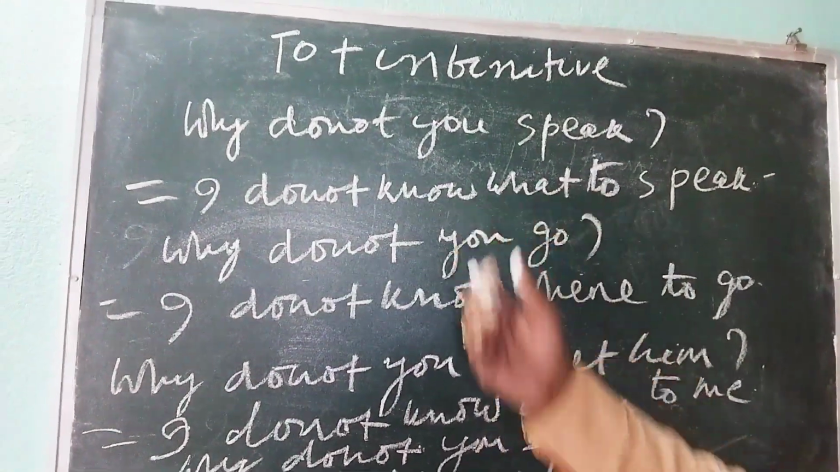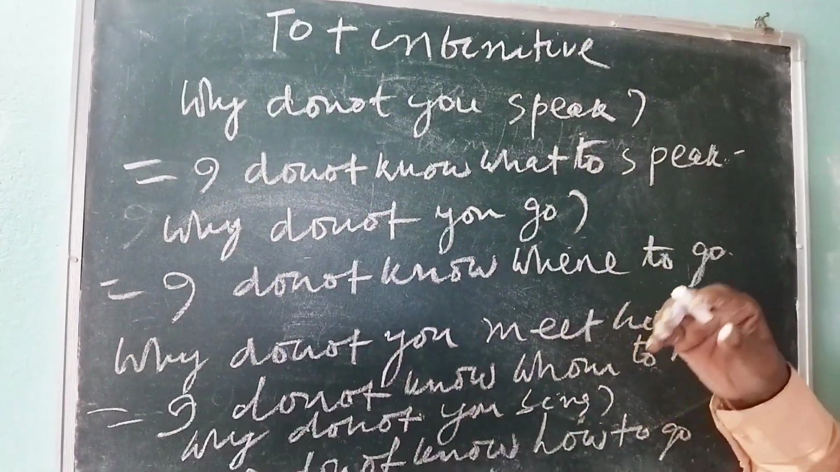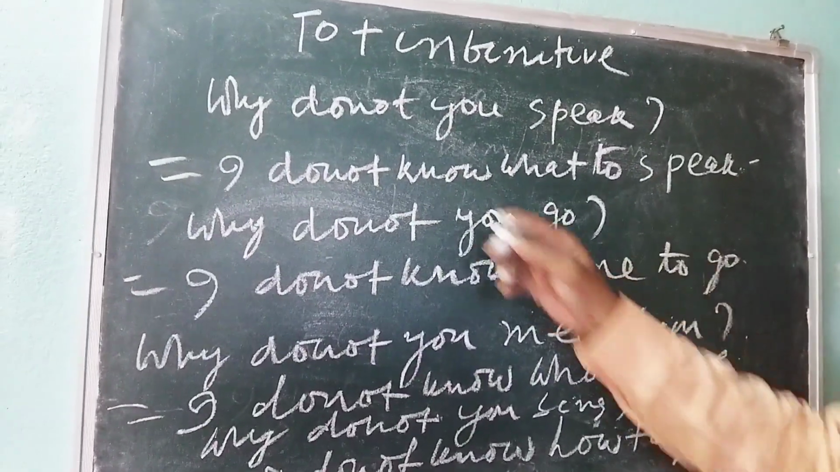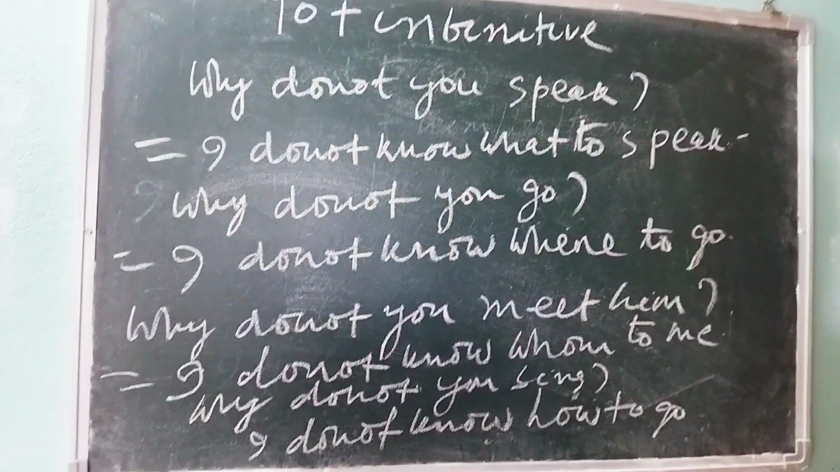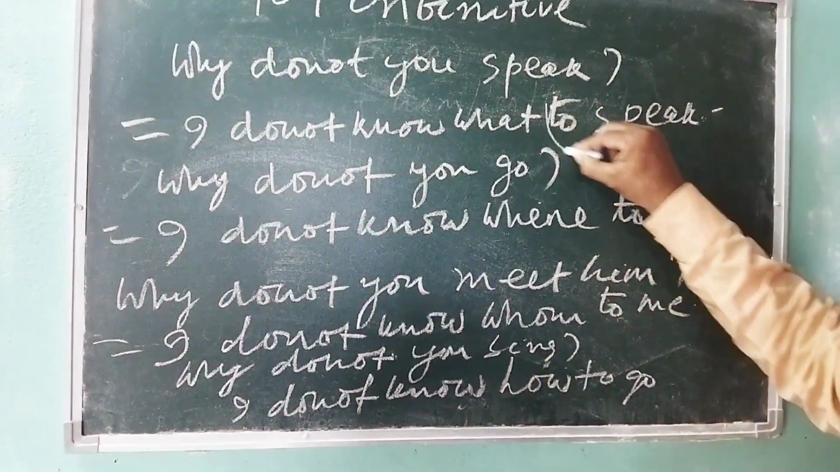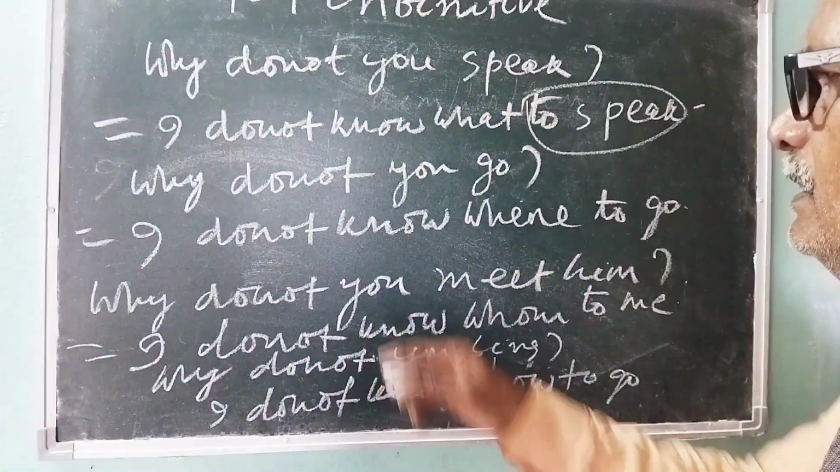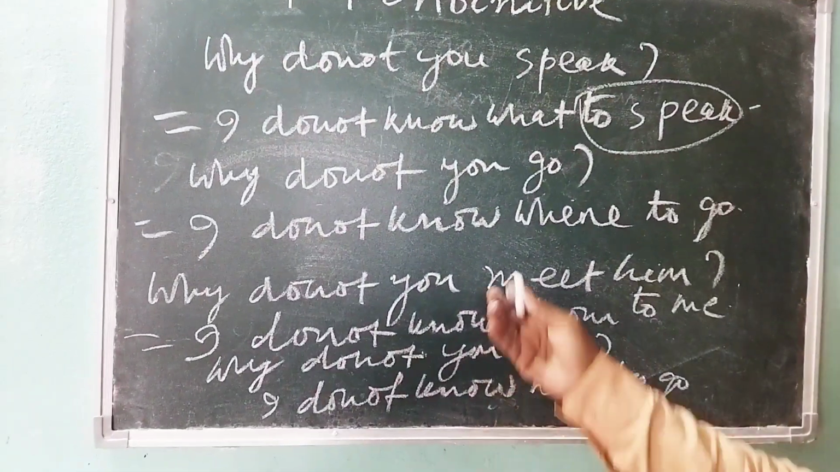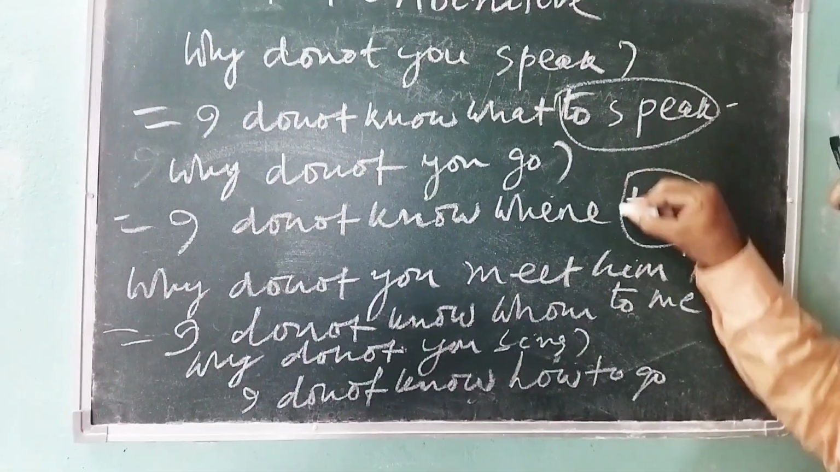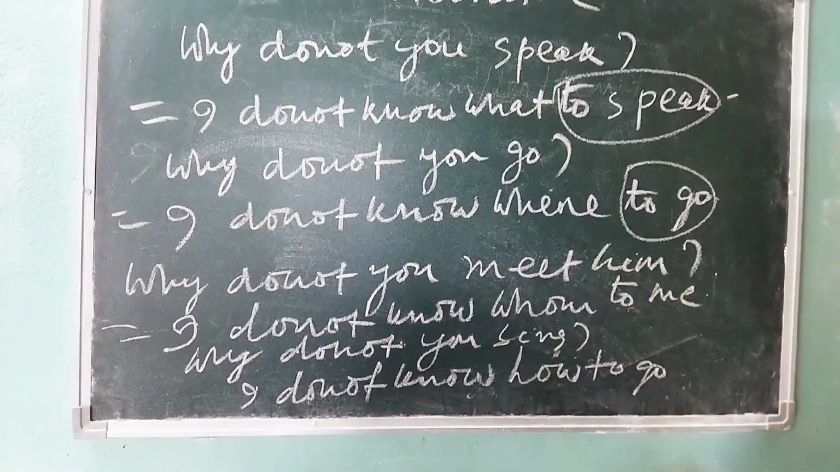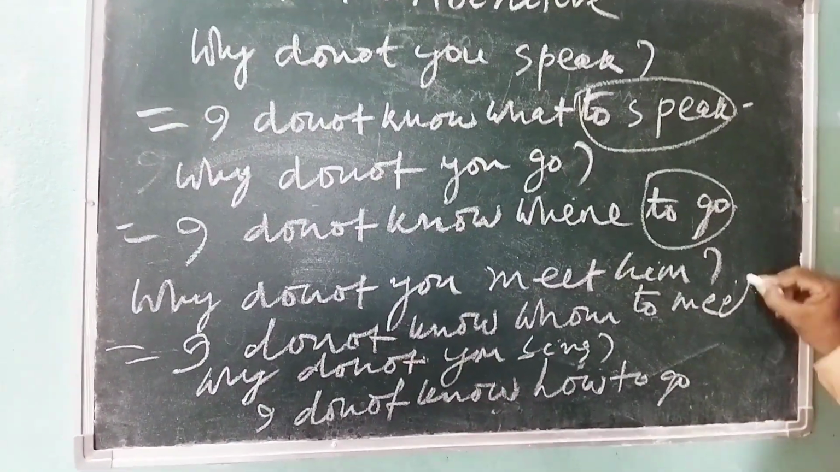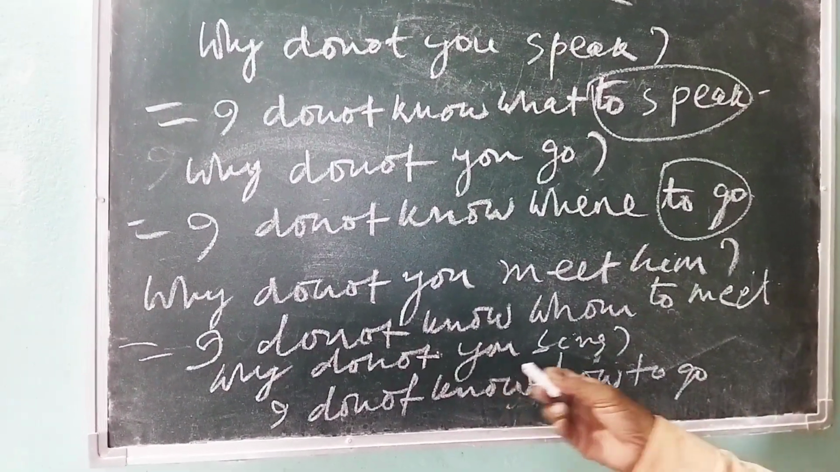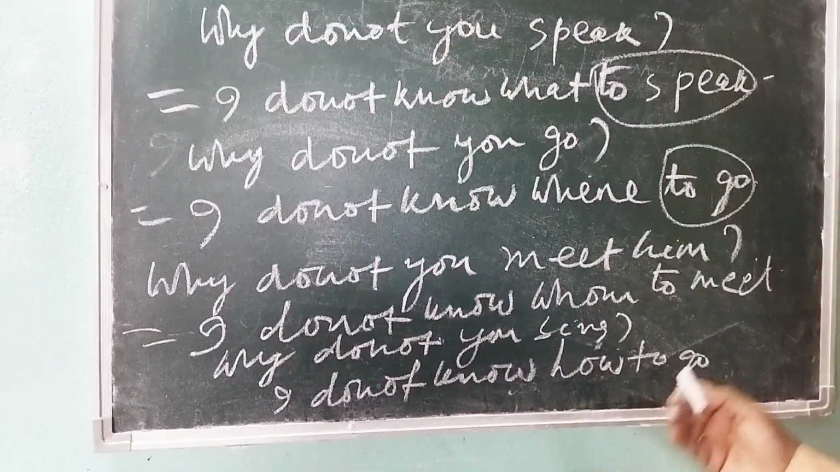Another accelerating way to learn to plus infinitive. Why do you speak? I don't know. Why do you speak? To speak. Why don't you go? I don't know where to go. This is to plus infinitive. Why don't you meet him? I don't know whom to meet. Why don't you sing? I don't know how to sing.